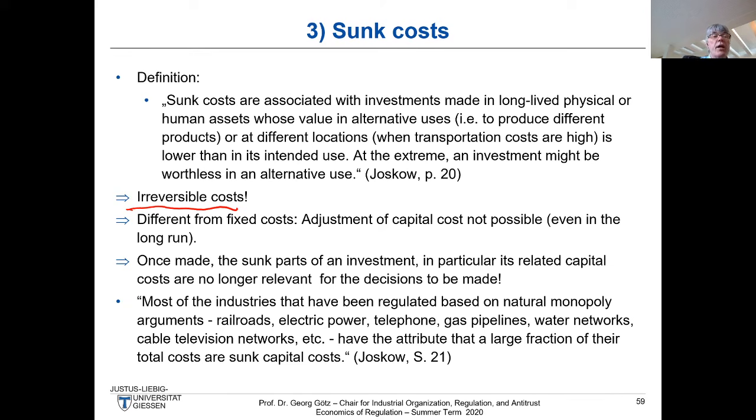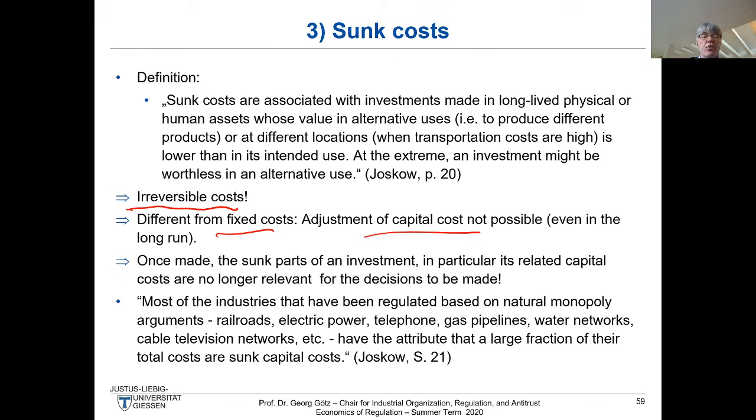Okay, and the sunk costs are different from fixed costs. We discussed that previously. We cannot adjust the respective cost, the capital cost. If we have built some factory with machines, we might use these machines in different kinds of uses. Okay, so that's what's important.